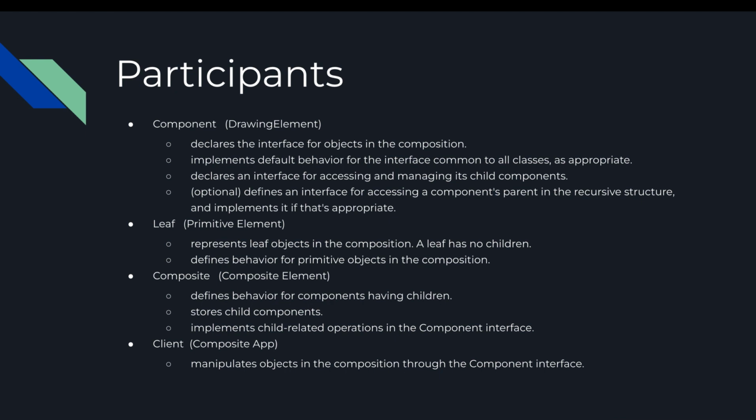Participant 2, the leaf. It represents leaf objects in the composition. A leaf has no children. It defines behavior for primitive objects in the composition. The third participant, the composite, defines behavior for components having children. It stores child components. It implements child-related operations in the component interface. And then the last participant is the client, and it manipulates objects in the composition through the component interface.